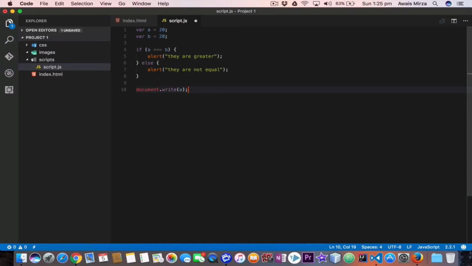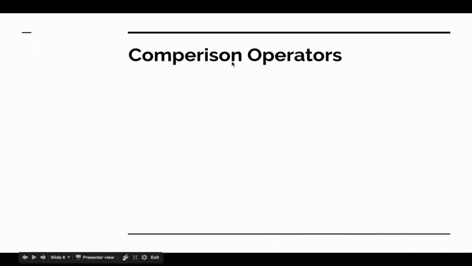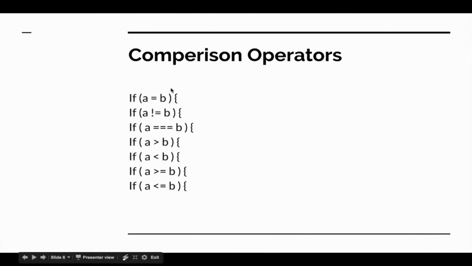Now let's go back to the presentation. Here we have the comparison operators. Equal to sets the value of b to a, and the exclamation mark basically means that a is not equal to b. And then we have seen the strict equality with three equal to signs. Now we have greater than, less than, greater than or equal to, and less than or equal to.